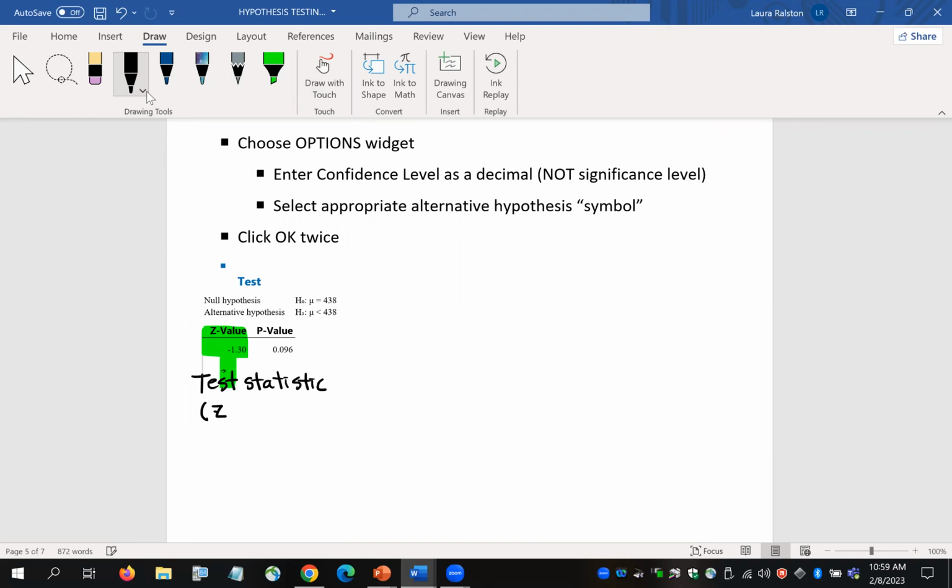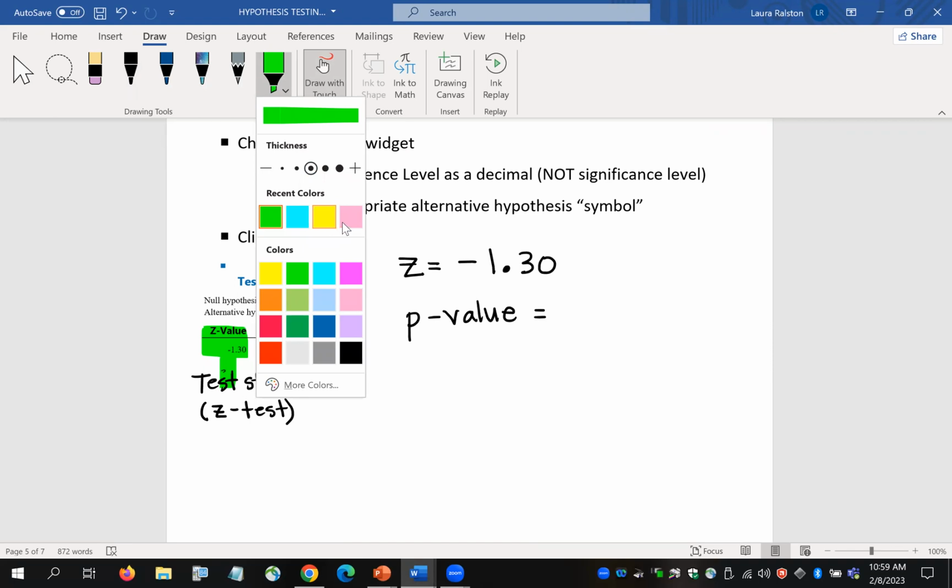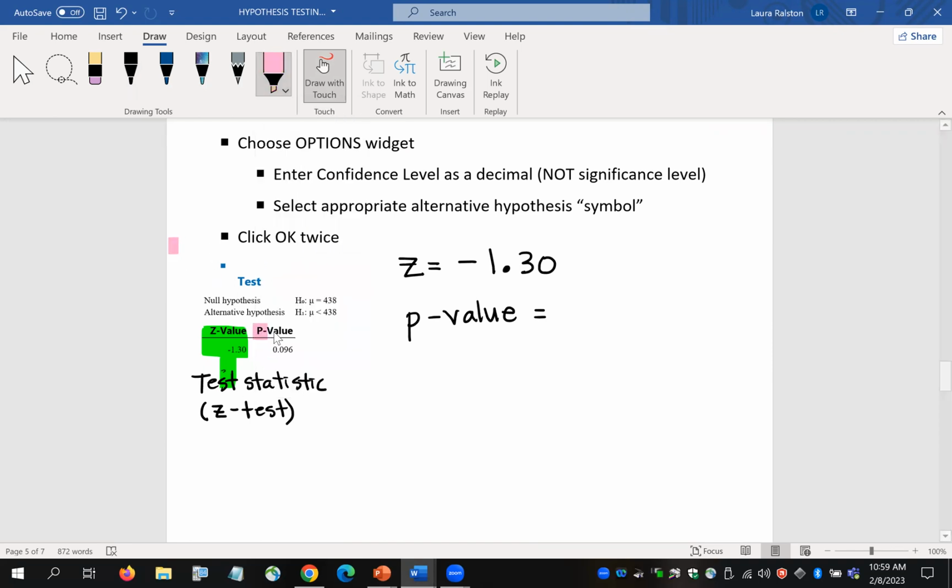Specifically, it is a z-test statistic. So my z-test statistic is negative 1.30. The corresponding p-value, and every test statistic has its own unique p-value, okay? The p-value is the second piece here, okay? That is your p-value. They're clearly labeled, okay?